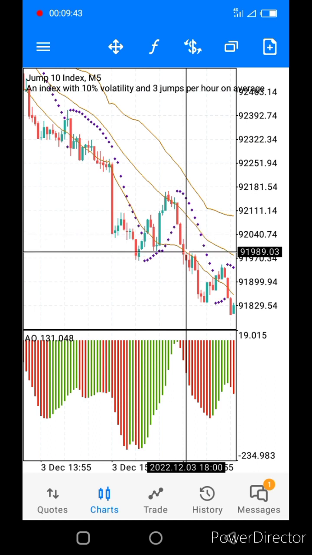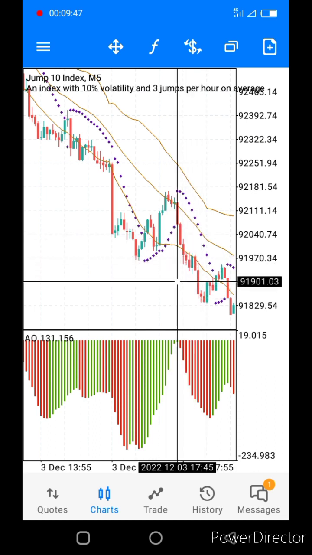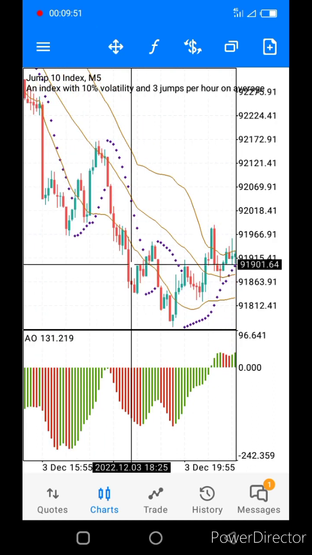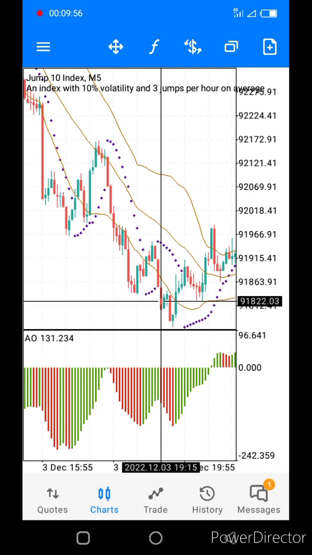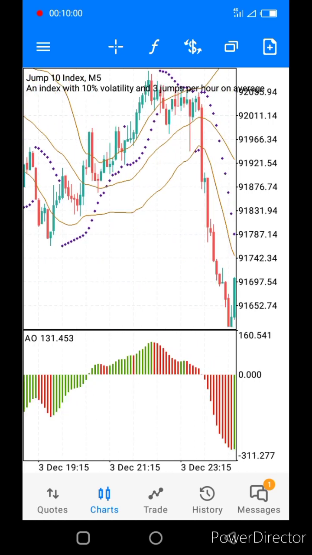Look at this again, another sell entry here for almost 40 minutes. What are you waiting for? Put this on your chart and start what? Making enough money. This is another sell entry here, another sell entry here, and that's entry here. This is my best strategy.